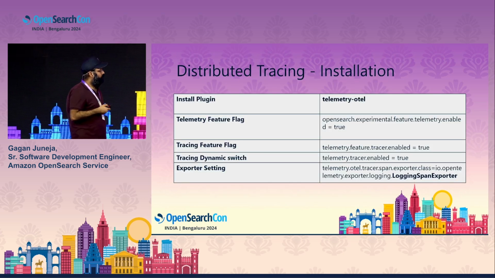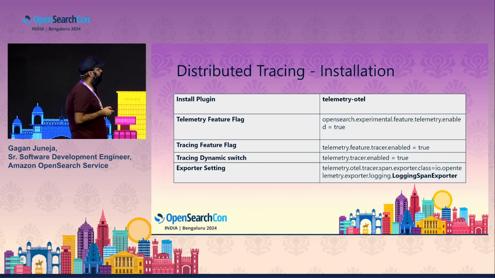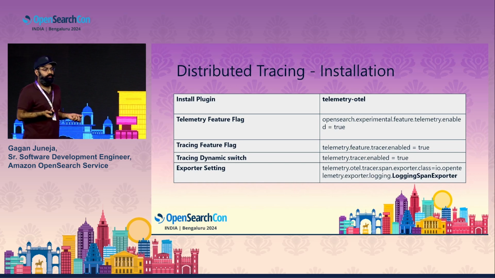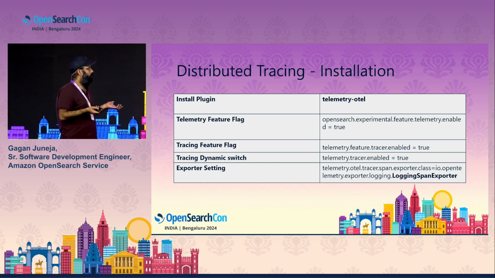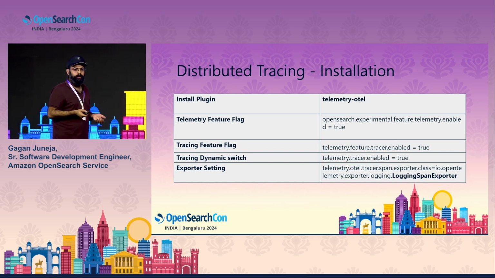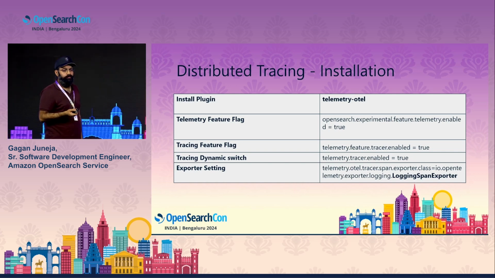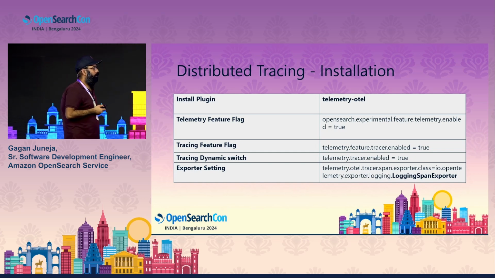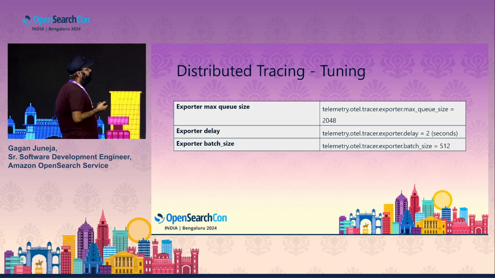Because of the time constraint, I'm skipping through these slides, but this is basically how you can install OpenSearch. Since this is a feature plugin, you will have to enable these feature flags. These are already there in the blog post. You can simply refer to them and start using it.